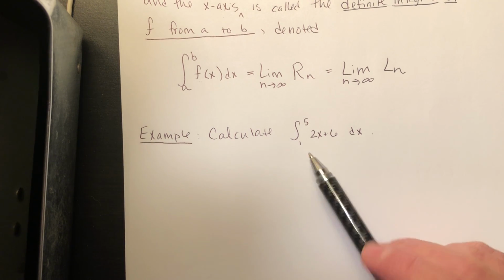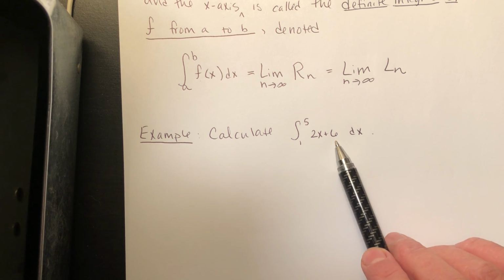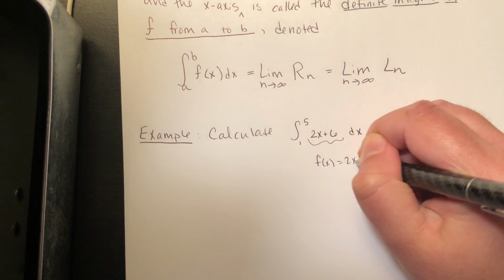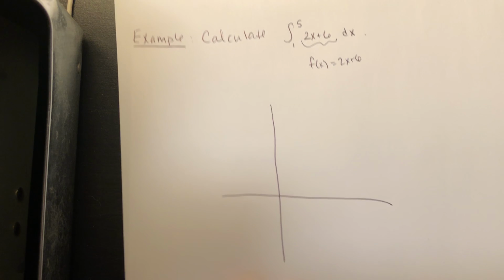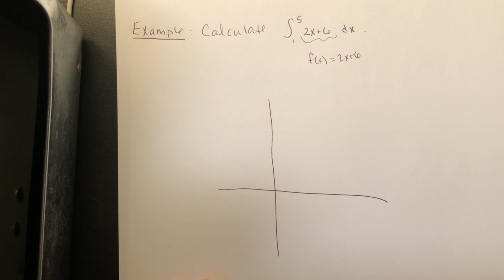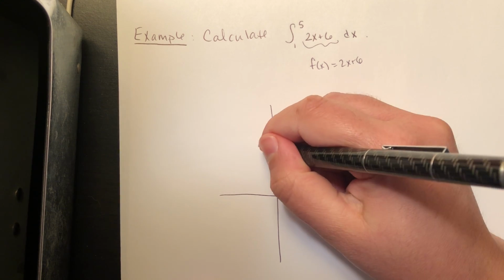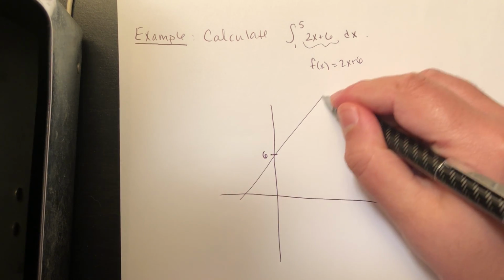Okay, so let's do an example. If we wanted to find the integral from 1 to 5 of 2x plus 6 dx, I just want to talk you through what this means here. This is your function, right? This is the curve that they're talking about. And so if we were to try and sketch that, is this supposed to be 2x minus 6 perhaps? Oh no, this is correct. All right, 2x plus 6 is a line that has a y-intercept of 6 and a slope of 2. And so it looks something roughly like this.